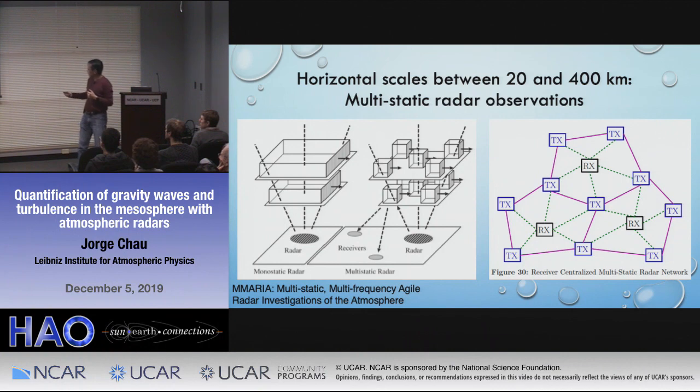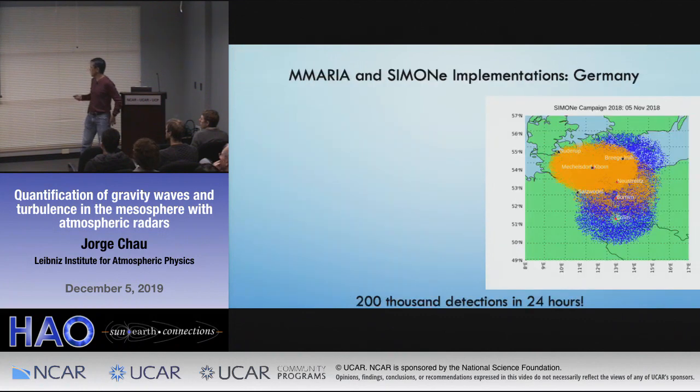And not only that, we are developing networks of small systems. These are systems with a 5 meter by 5 meter receiving antenna or a transmitting antenna of 50 by 50 meters, with very low power. So it's easy to deploy a network of these radars. We did that in Germany in November 2018. Typical observations of a system are 10,000 observations in a day. During this campaign, I'm not going into details, we got 200,000 observations in 24 hours.